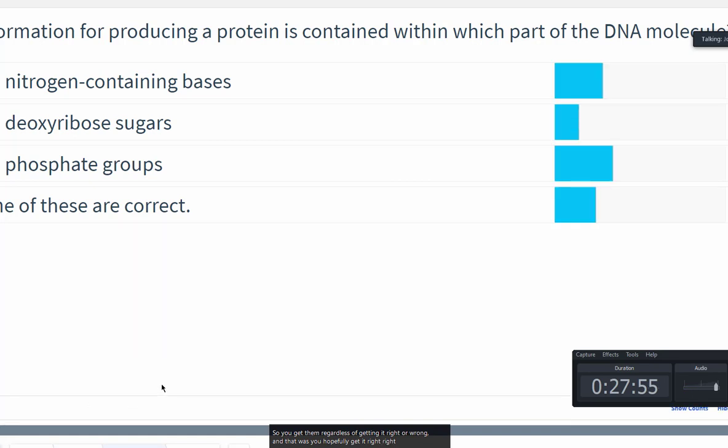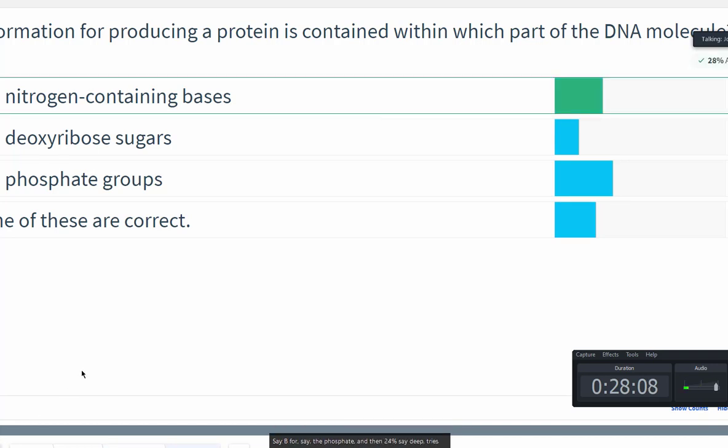All right. So, pretty even spread here. We got 28% saying A, 14% saying B, 34% saying the phosphate, and 24% saying D. The answer is actually the bases, right? The bases, the A, the T, the G, the C, those bases that generate the interaction and linkage are what determines the information for coding. This one is a tricky one, and if this was on an exam, only a fraction of the class would get it right. So the answer is A.